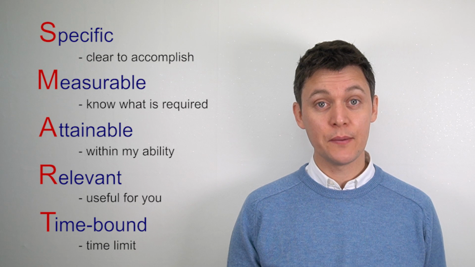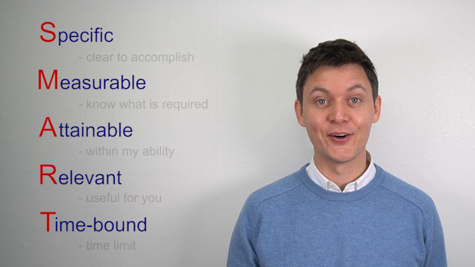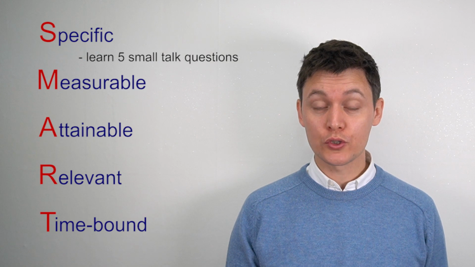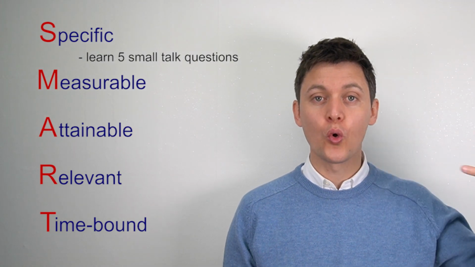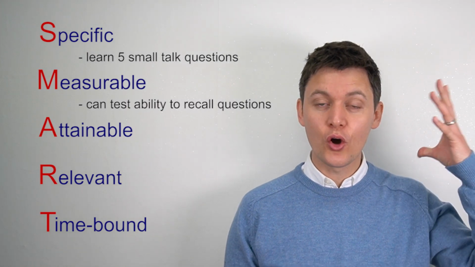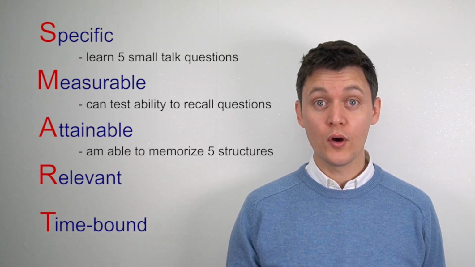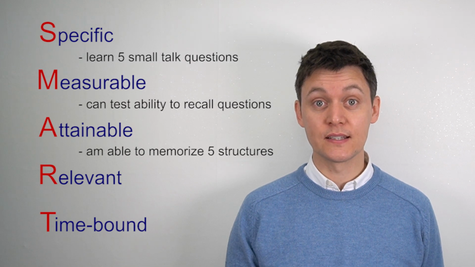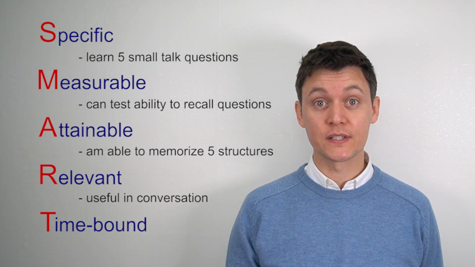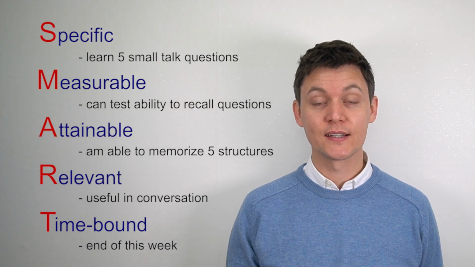I'm going to give you a typical example for when you study English. So let's set a goal together now. Number 1, specific. Add 5 new small talk questions that I can recall easily. Measurable. I can test whether I know the 5 questions perfectly. Attainable. I know I'm able to memorize 5 sentence structures. Relevant. These questions will help me in future conversations. Time-bound. I will achieve this by the end of this week.